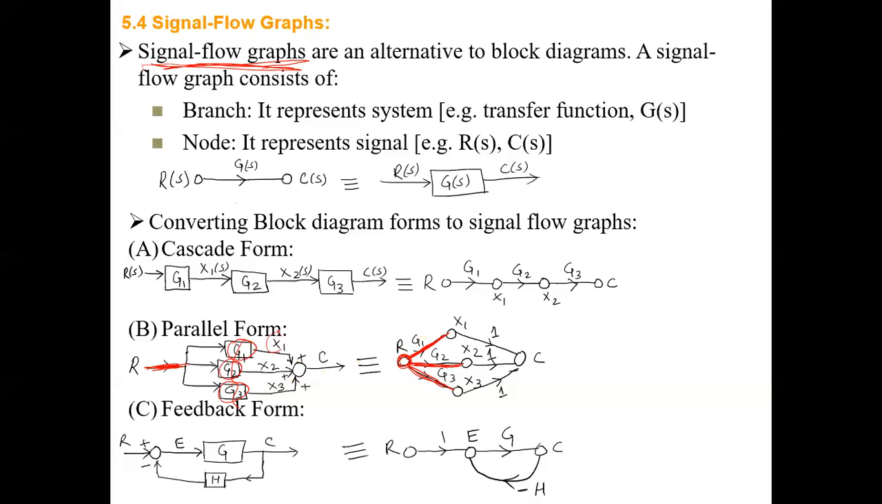Then you have the signals: this is the X1 signal, this is the X2 signal, and this is the X3 signal. Then these three meet up at the junction and give you C. But how about from here to here? There's nothing in between. Remember, here you have G1, but you don't have anything here. So there is nothing, which is why you put 1. Your transfer function is 1 here. If there is nothing, it's 1. Right? Makes sense.